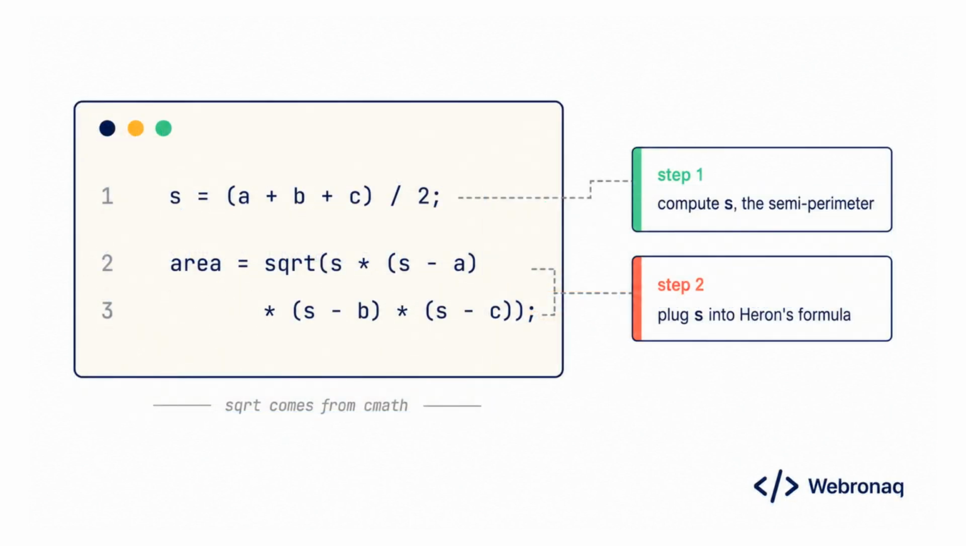This is the heart of the program. Line 1 computes the semi-perimeter, A plus B plus C divided by 2. Line 2 applies Heron's formula directly. We multiply S by S minus A, by S minus B, by S minus C, and then take the square root of that whole expression. The sqrt function comes from the cmath header we included earlier. In 2 lines, we have turned the formula on the slide into working code. Now we just need to print the answer.